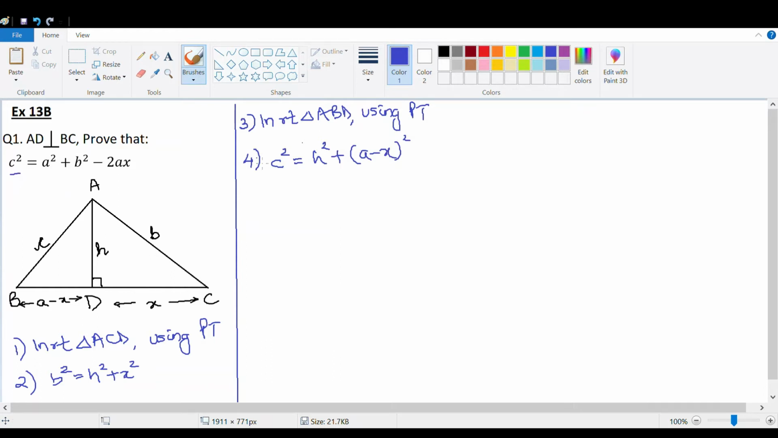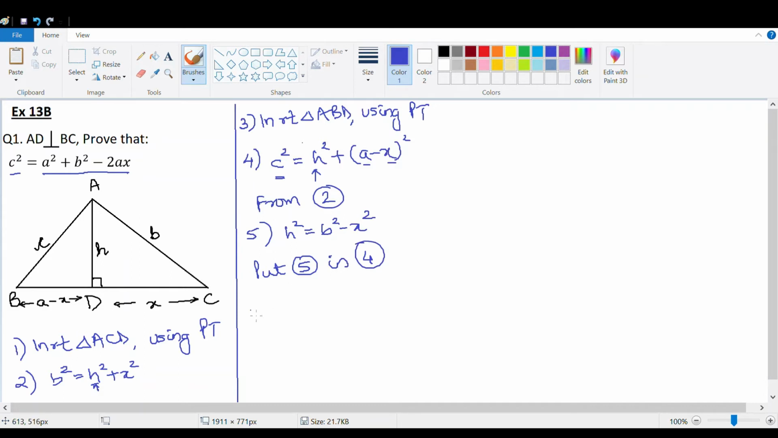What I have to prove is c square. So I have c square on the left hand side. On the right hand side, I need a square, b square and 2ax. So I can have a square from here, x square from here. I will get 2ax also, which means I need to replace the value of h. So from 2, what I have is h square is equal to b square minus x square. So yes, I have taken h square on one side, b square minus x square. So we will put equation 5 in equation 4, and what I get is c square.